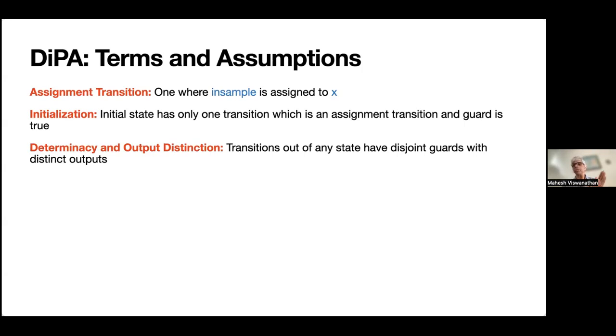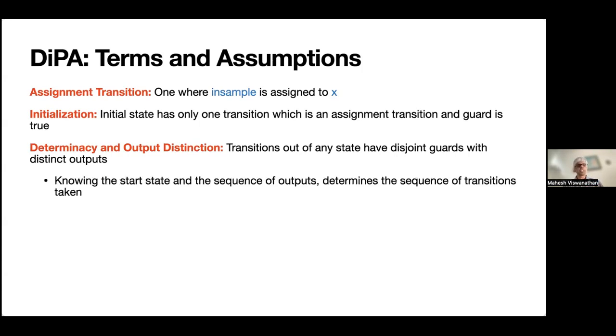Different transitions from a state have different outputs. So what this means is, if I know the start state of my automaton and I tell you the sequence of outputs, I can tell you exactly what the sequence of transitions that you took in the automaton is. So this is a somewhat strong assumption in the modeling of this automaton.